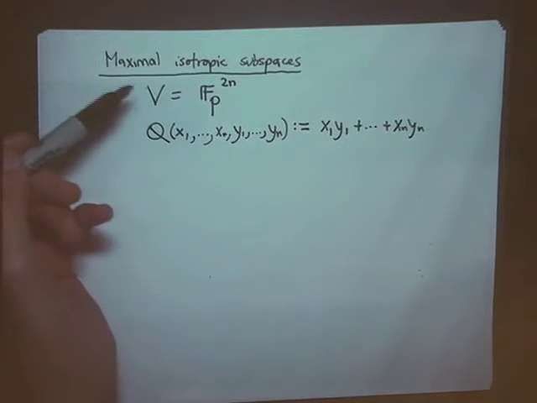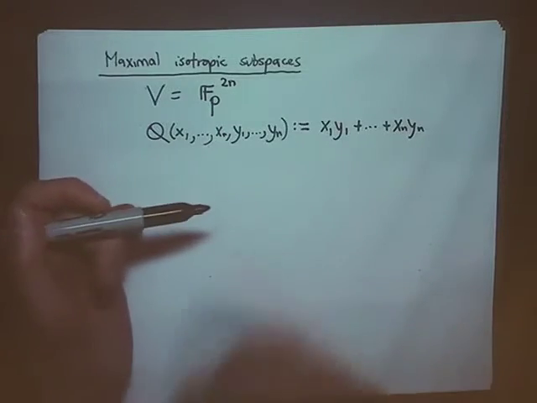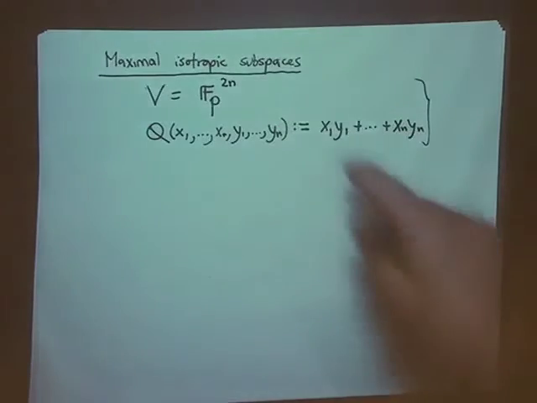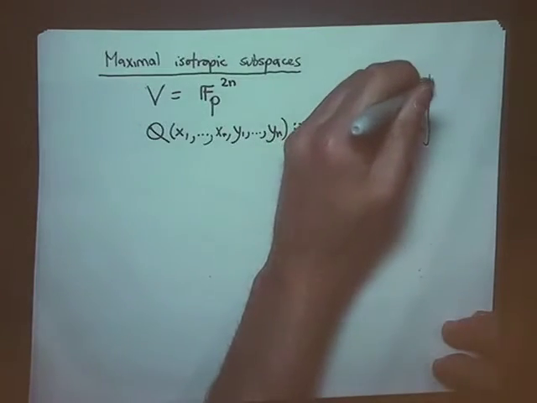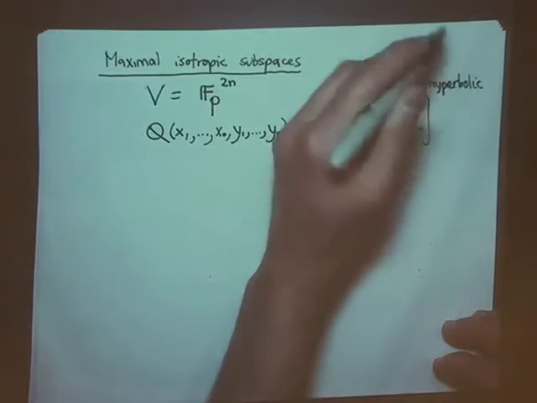And when you take this vector space with this quadratic form, that's called a quadratic space. And this is a very particular quadratic space. When you have a quadratic space that's isomorphic to this one, it's called a hyperbolic quadratic space.